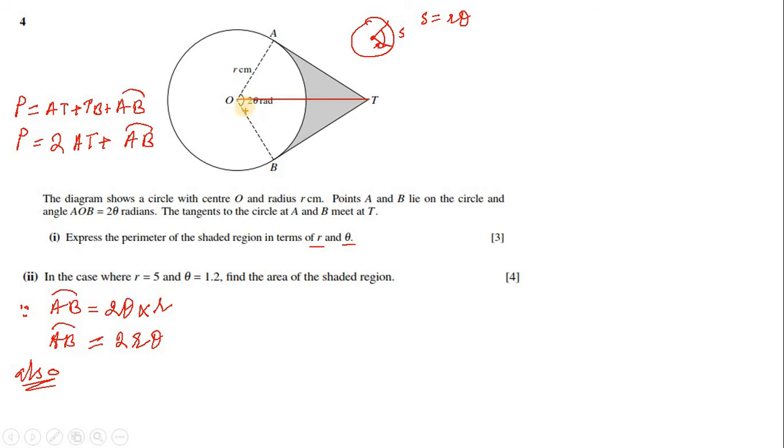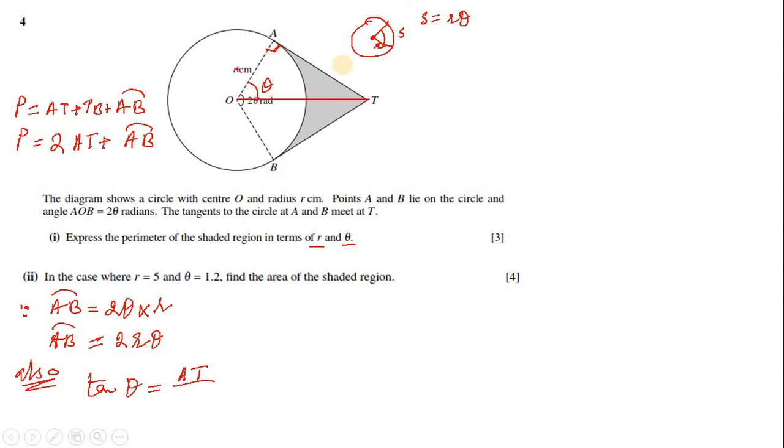Clearly the whole angle is 2 theta, so this angle is theta. Now you can see that tangent of theta is equal to opposite over hypotenuse, and in this case opposite is AT, divided by adjacent, and adjacent is R. The reason is because this is the normal passing through the center of the circle, and this line is tangent, so this angle must be 90 degrees.